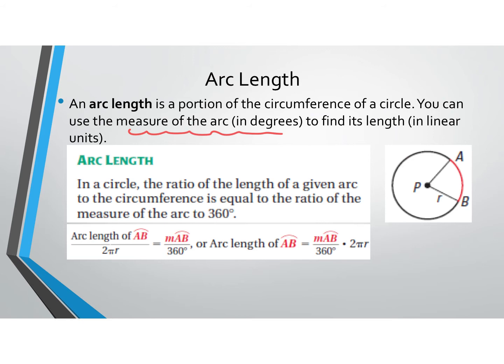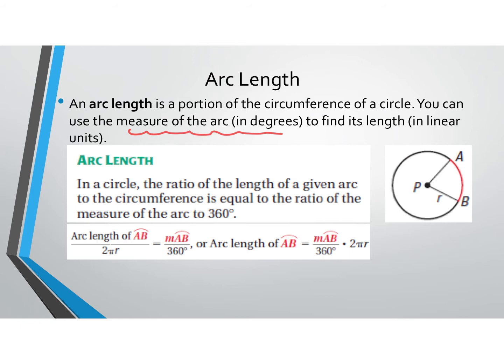So if I think about a real life scenario, like a piece of pizza, the arc length is going to be, if I were to cut off the crust of the pizza and then get out a ruler and maybe straighten up that crust and then measure how long it is, that's the arc length. It's not in degrees, it's measured in inches or feet or meters. It's a linear unit.